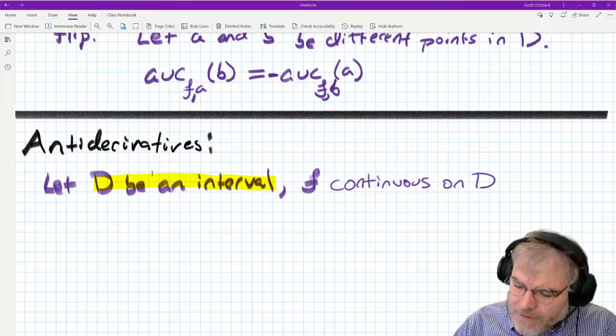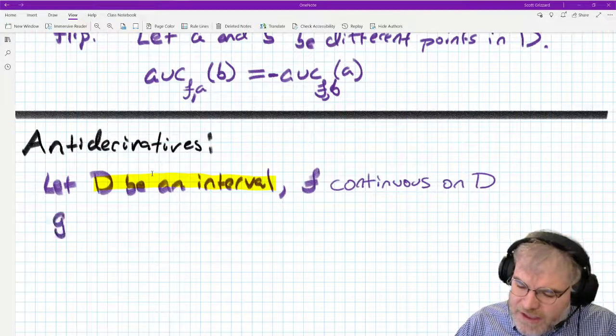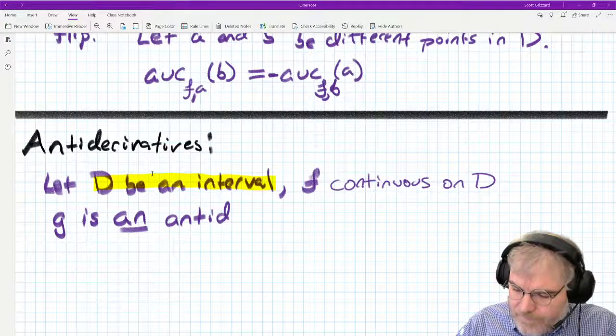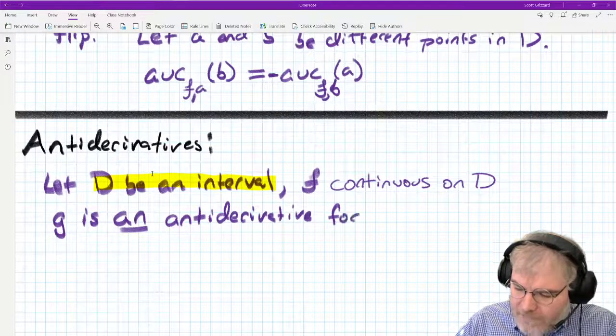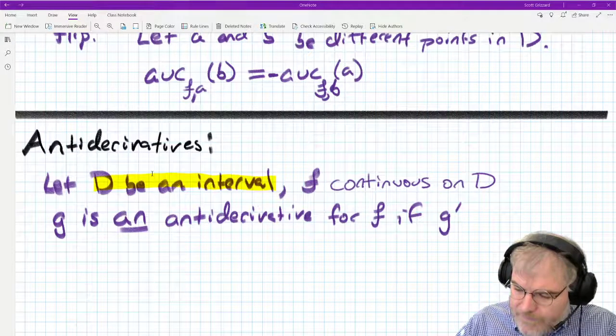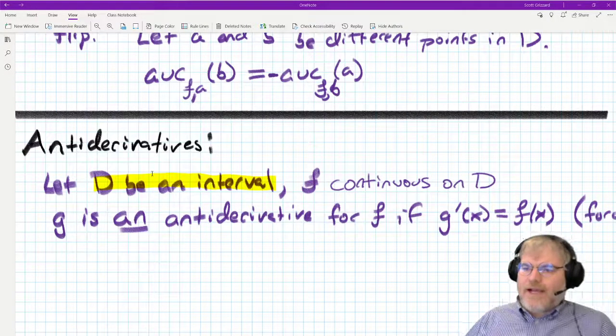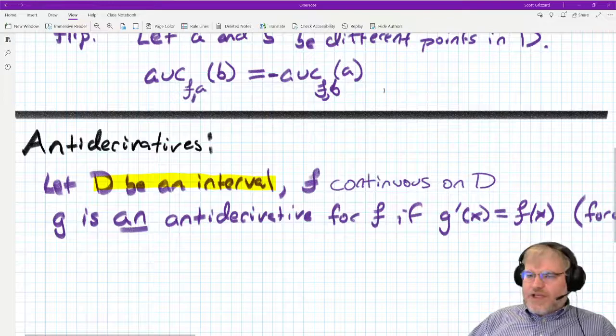Okay. G is an antiderivative of f if g prime of x equals f of x for all x in D. Okay. How do we feel about that definition, 1 to 5?